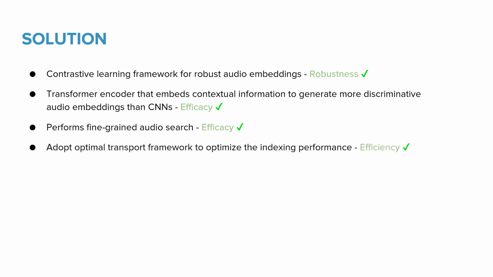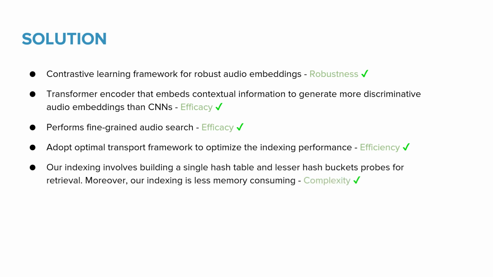To improve audio indexing, we propose to generate balanced hash codes, or to say, we build a balanced hash table. We achieve this by performing balanced clustering using the optimal transport framework. As a result, our indexing involves building only a single hash table and fewer hash bucket probes for retrieval, and thus it makes our audio search more efficient and less complex.